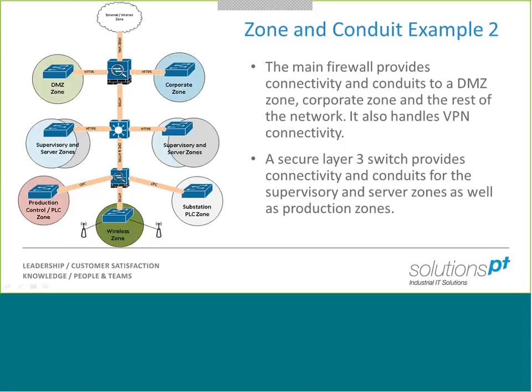So our whitelist would say, right, these wireless clients can talk to this server in the server zone. Here's the IP addresses. The port number would be 443 TCP. Everything else is denied. Absolutely everything else is denied. We've got a secure link there between our wireless zone and our supervisory and server zone.